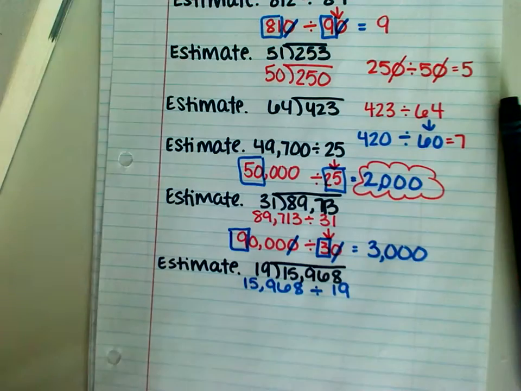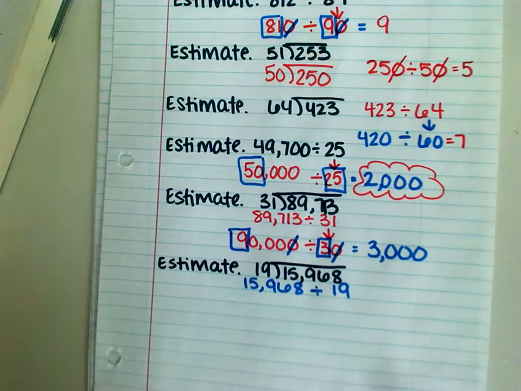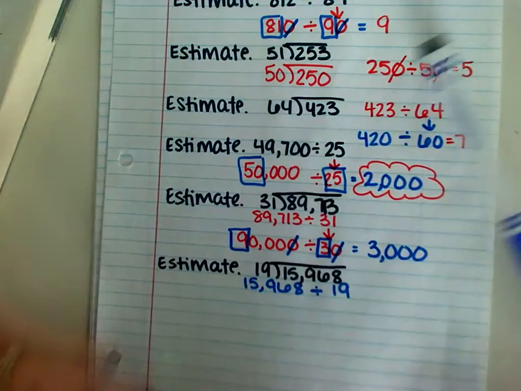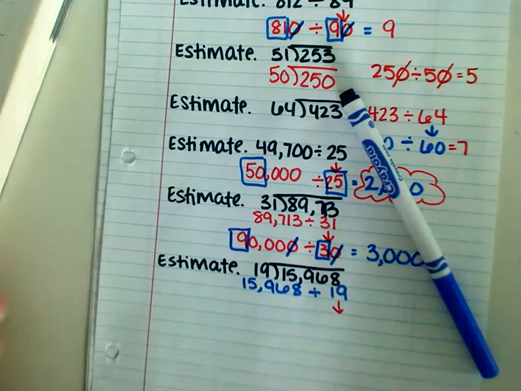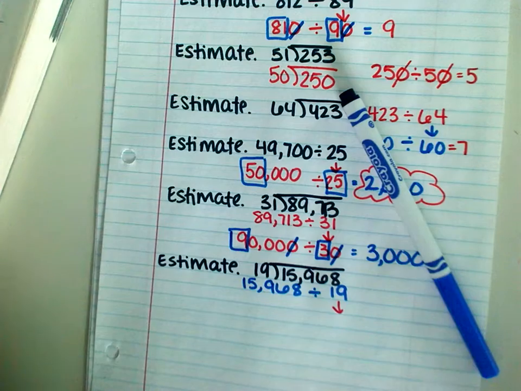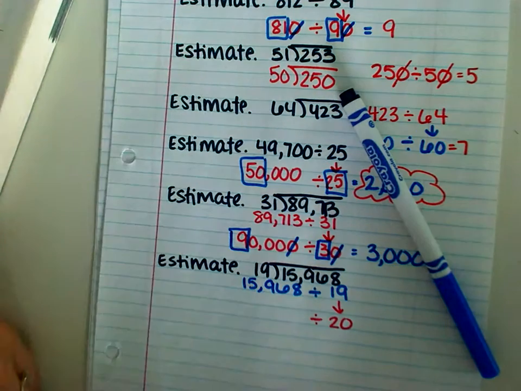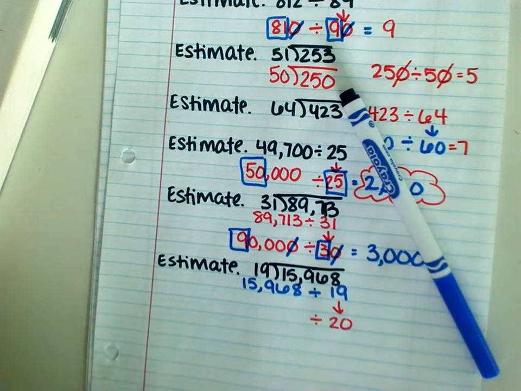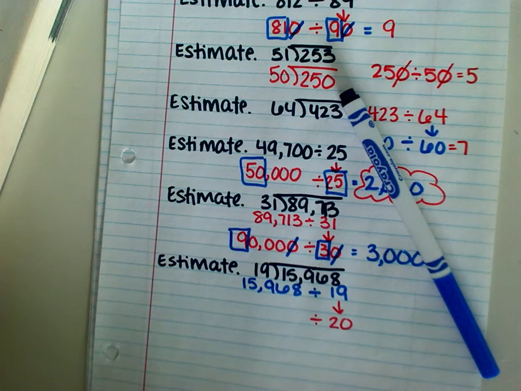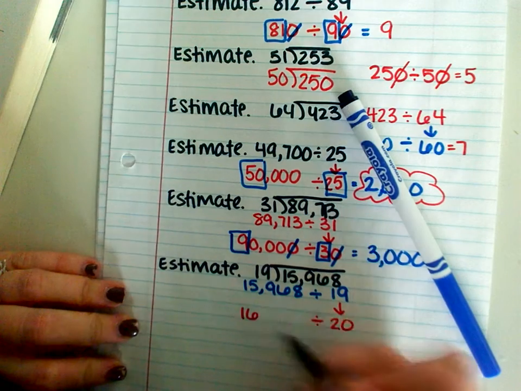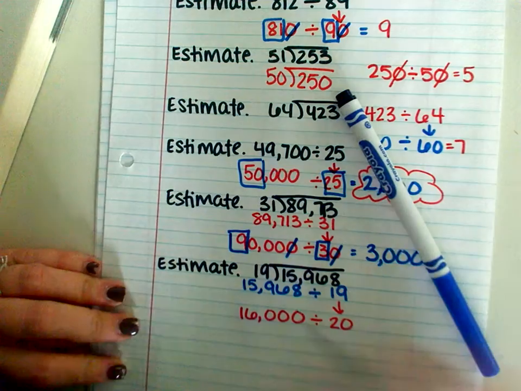What's a good estimate for 19, do you think? Mohammed? I think maybe a little bit closer. Good, 20. Okay, so what's a compatible number that works with 20 that's close to 15,968? Flavia? 16,000, right? Good.